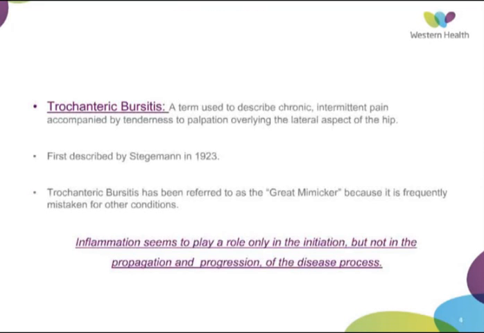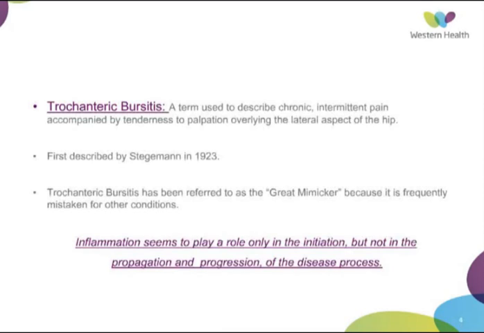Trochanteric bursitis is a term that's been widely used. It was first described by Stinchfield in 1923. It's a term used for chronic and intermittent pain that's accompanied with tenderness of the lateral side of the hip. It's been called a great mimicker because there are a lot of problems that present with pain in the area, and it's not caused by a problem in the gluteal tendon.